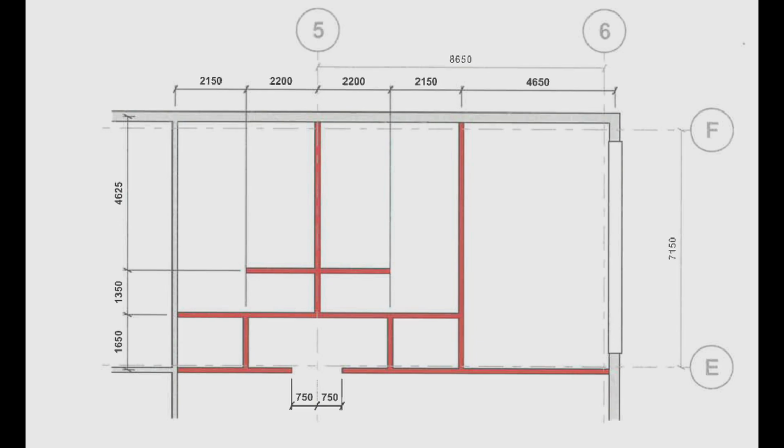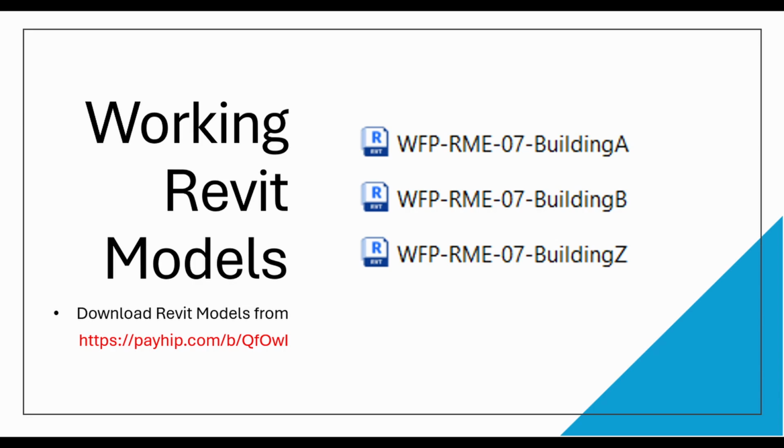The exercise uses the Revit model named WFPRME07 Building A and will follow each step carefully from step 1 through step 46. The following steps should be done and read in conjunction with drawing number WFPRME07 Building B. Let's begin.